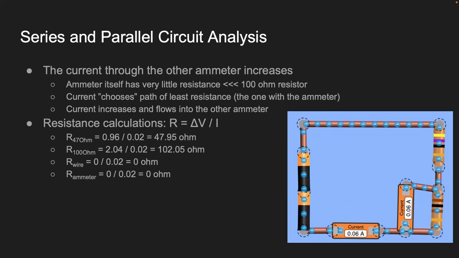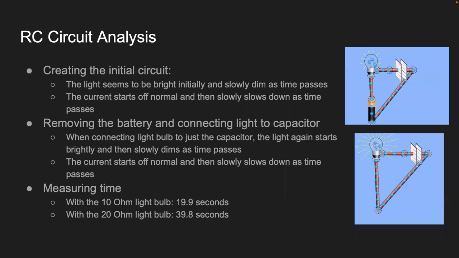We also calculated the resistance given Ohm's law. We found that the resistance for the 47 ohm resistor is 47.95. For the 100 ohm resistor, it's 102.05. For the wire and for the ammeter, it's 0, because the change in potential difference is equal to 0.